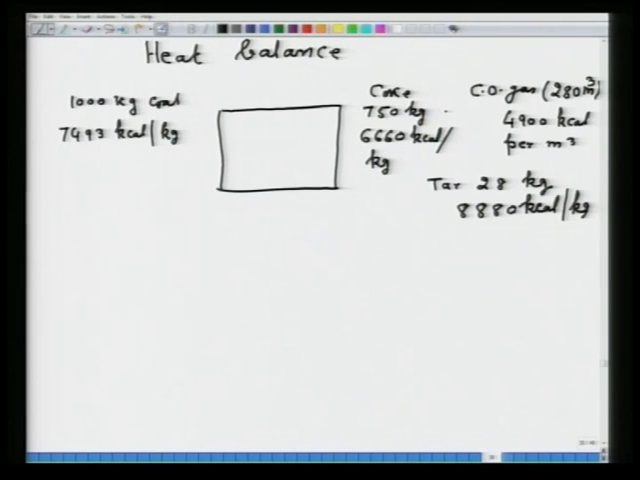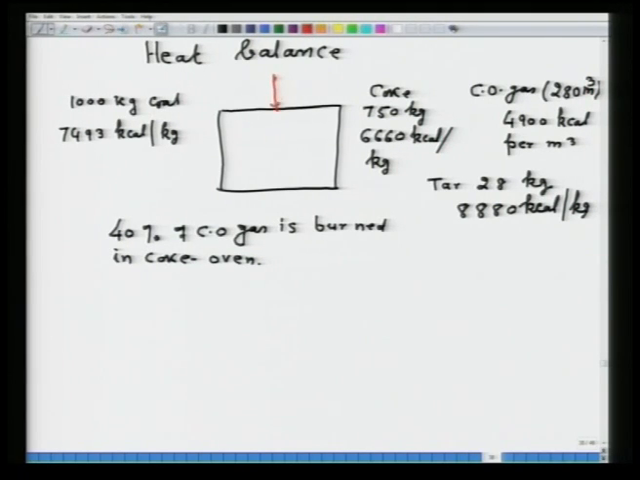Now, note the calorific values and the energy which is available to you. Now, the problem is that 40% of the coke oven gas is burned in the coke oven. So, that means 40% of this coke oven gas is sent back, and 60% is going out. 40% is burnt and 60% is going into the atmosphere. Now, you have to perform the heat balance. So, set up the heat balance.